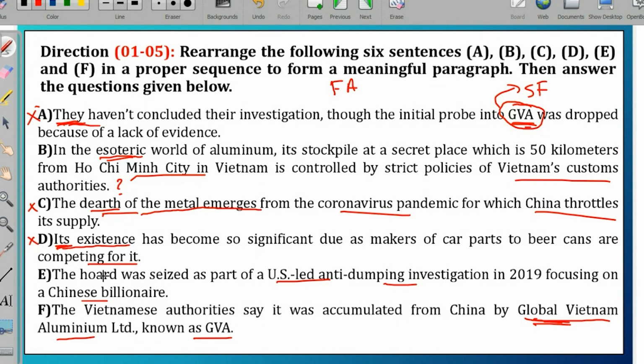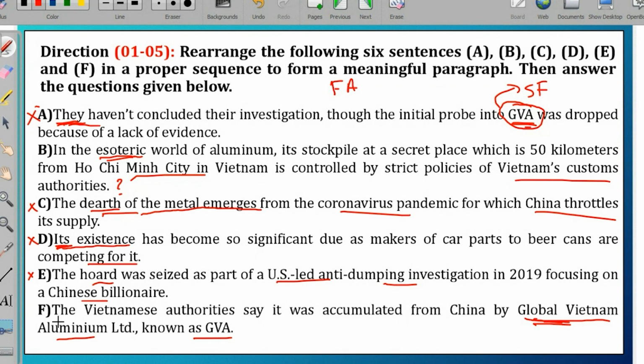We have eliminated this. The hoard was seized as part of a US-led anti-dumping investigation in 2019 focusing on a Chinese billionaire. The hoard was seized. Now this is a continuation of some sentence. मतलब कहाँ पर सीज किया है इसको, कहाँ पर पकड़ा है इसको, किस होर्ड की बात कर रहे हैं? We do not know. So it can't be your first statement.